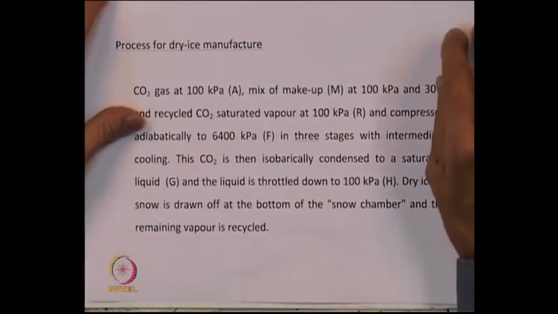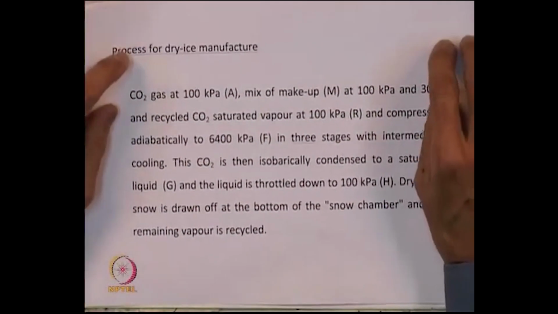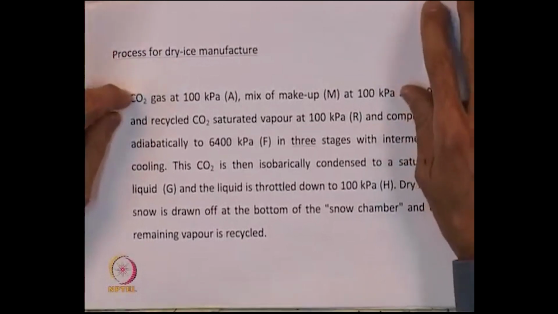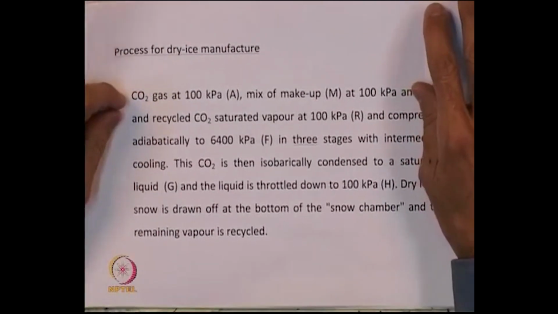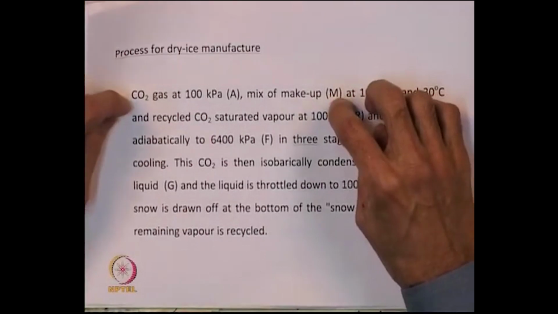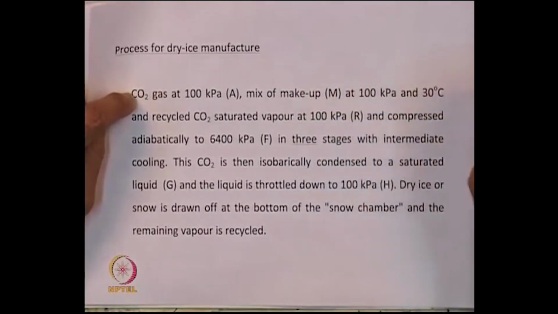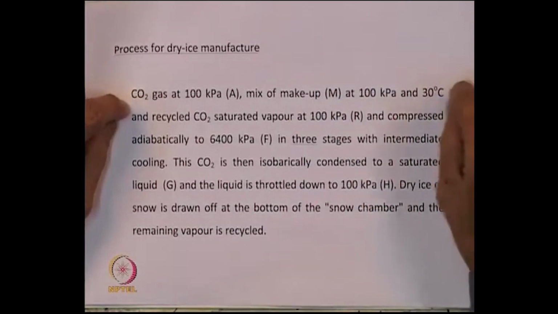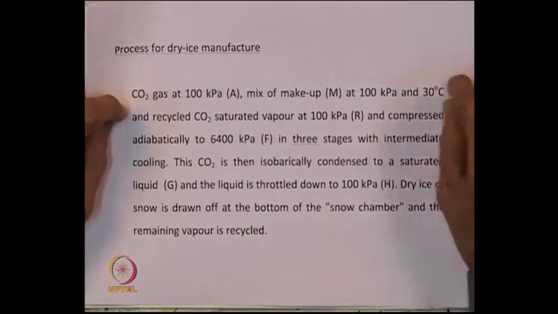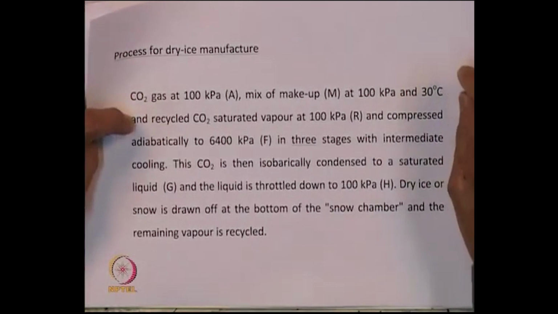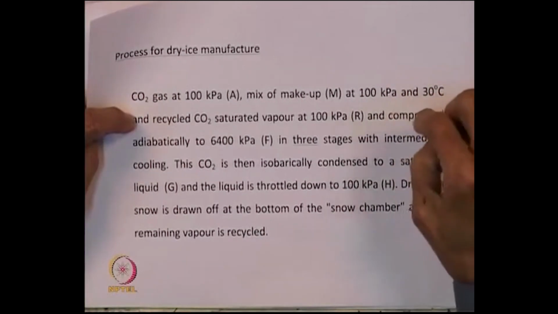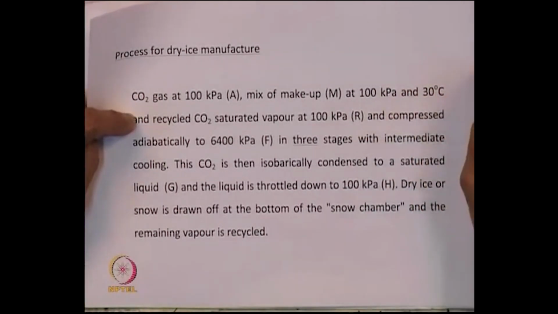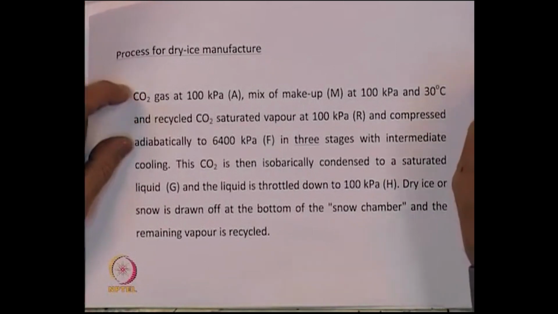Basically, solid carbon dioxide is manufactured by mixing makeup carbon dioxide with recycled carbon dioxide, and the resulting carbon dioxide gas, say 1 kg, enters a compressor. This compression is done adiabatically. Compression is so fast that it is effectively adiabatic. You need to compress it to very high pressure, 6400 kPa.